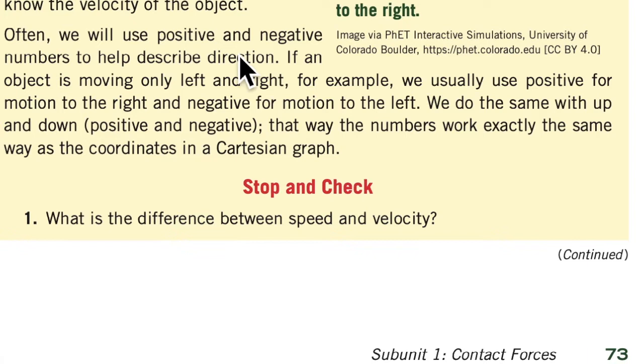Often, we will use positive and negative numbers to help describe direction. If an object is moving only left and right, for example, we usually use positive for motion to the right and negative for motion to the left. We do the same with up and down, positive and negative. That way, the numbers work exactly the same way as the coordinates in a Cartesian graph.